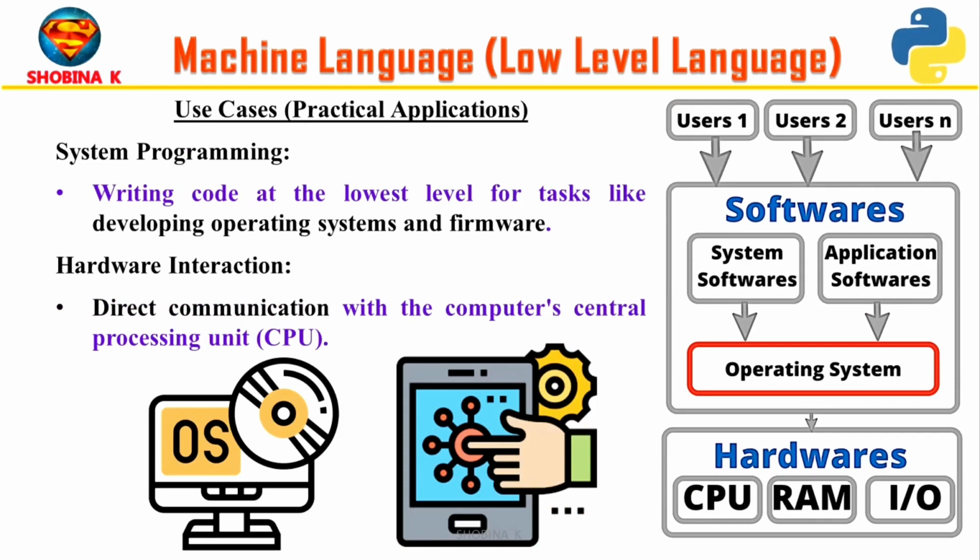It is used in system programming. So crafting code at the most fundamental level is the essential task for building the operating systems and firmware. And next we have hardware interaction. So the machine language communicates directly with the computer's central processing unit.